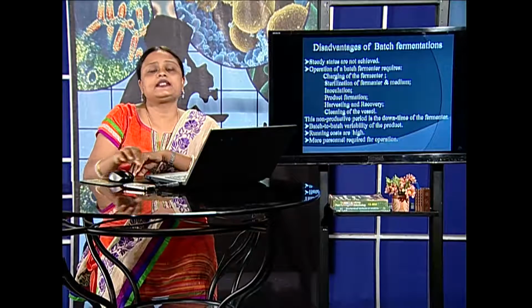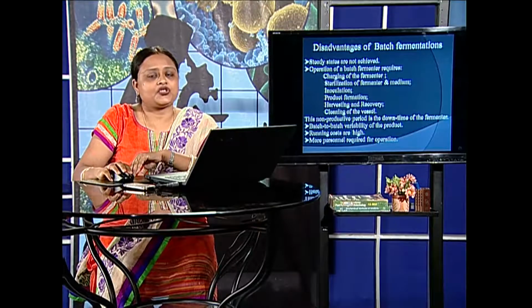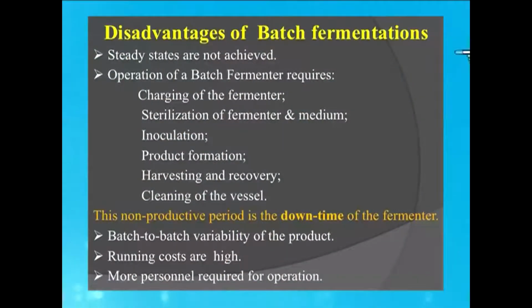But there are certain disadvantages of the batch fermentations as well. Let us note some of these. Basically, we cannot obtain a steady state, meaning the cell growth will not be constant. There will be a time when the cells will be deprived of nutrition because they will be exhausted. We are not introducing fresh media and they will die off. So we cannot obtain a steady state.